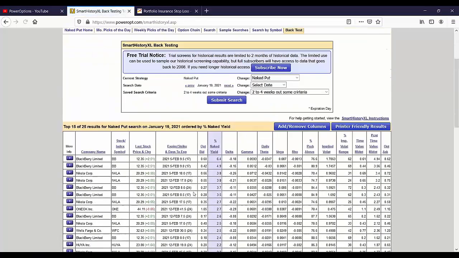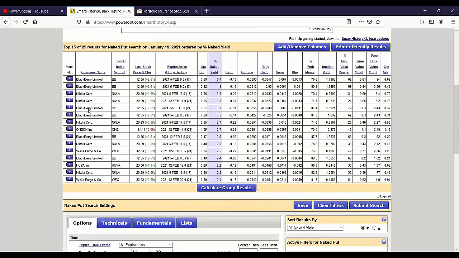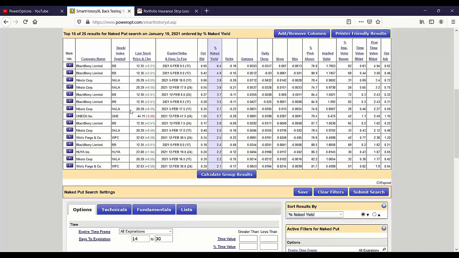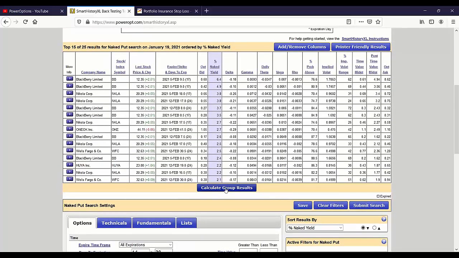All right, so we have BB. Oh, Nicola's in there. That's probably going to be the one we're going to look at. Let's find out, William. What I'm going to do, these are all the trades that would have matched my fake default criteria if I had run this search on January 19th.